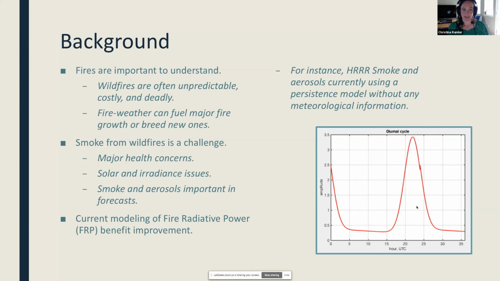Now, smoke from wildfires can also be a challenge. It's really bad for health. It causes issues with solar irradiance, and understanding smoke and aerosols is important for weather forecasts.